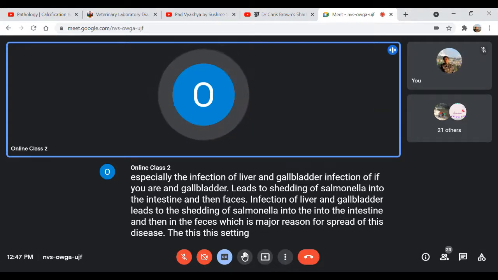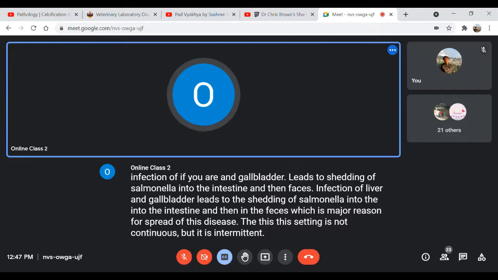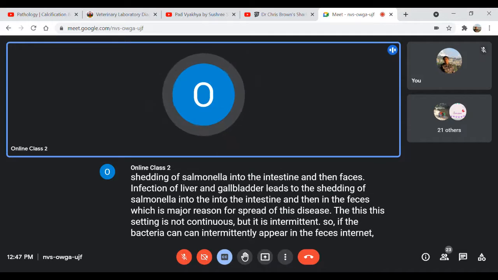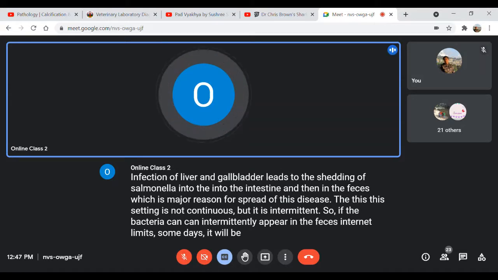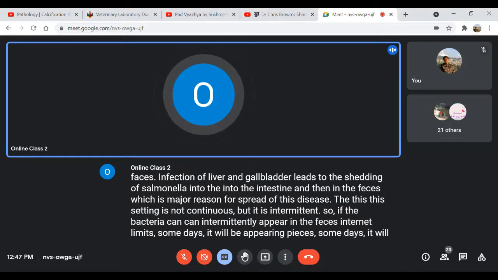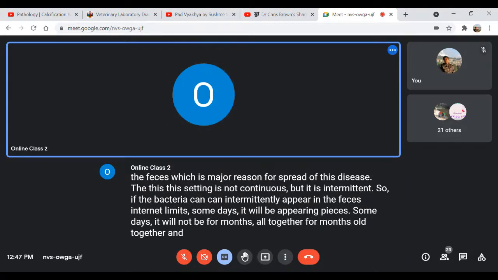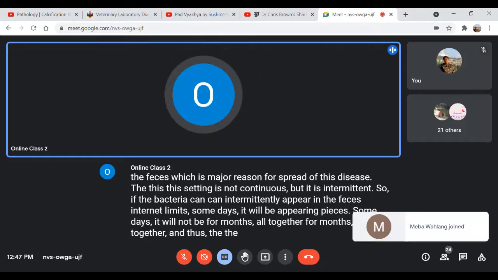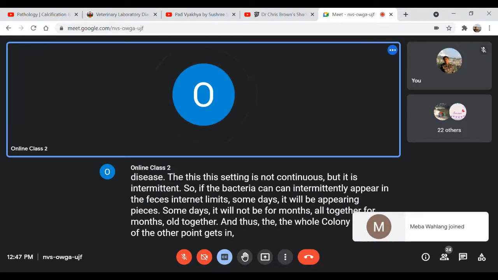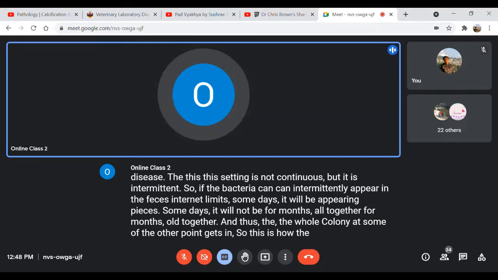This shedding is not continuous, but it is intermittent. So the bacteria can intermittently appear in the feces. Intermittently means some days it will be appearing in feces, some days it will not be, for months altogether. And thus the whole colony at some point gets infected. So this is how the whole colony gets infected.